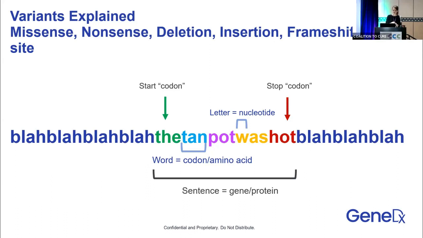Like for the purpose of this slide, "the tan pot was hot." And then after that, you'll have another string of letters that does not make sense. So the "the" and "hot" represent the start and stop codon. Each individual word represents the codon or the amino acid. And then the whole sentence represents the gene or the protein.